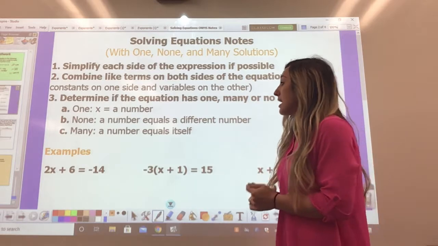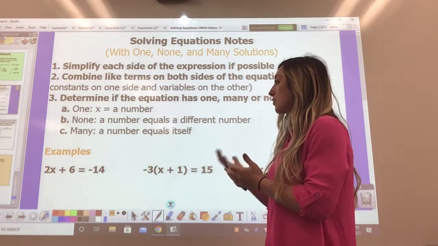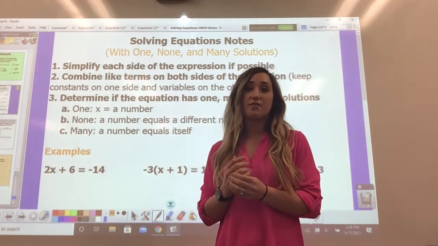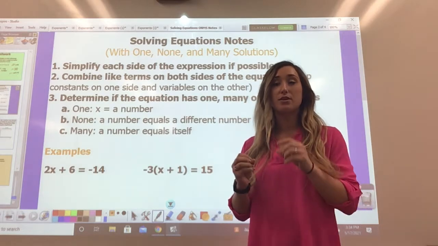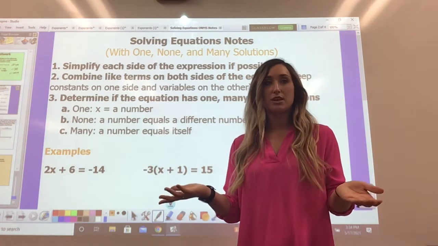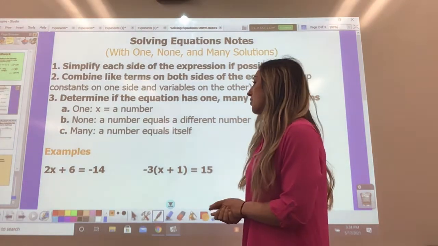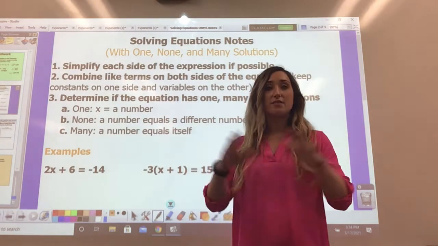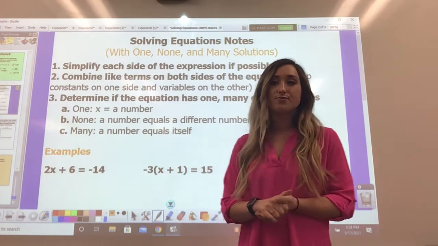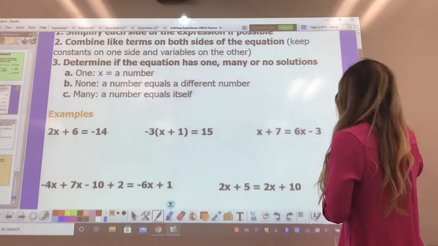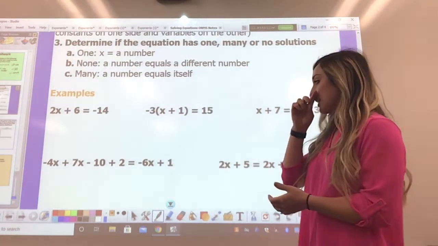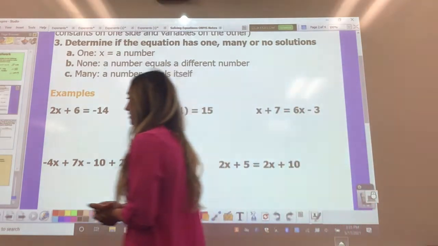And then many different solutions will be the answer if a number equals itself. If you get 0 equals 0, that's a true statement. If you get 1 equals 1, that's a true statement. So that will show you that there's infinitely many solutions. So let's go through some examples and see what I mean.